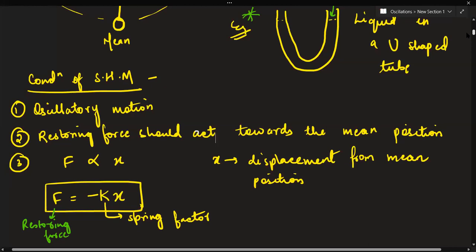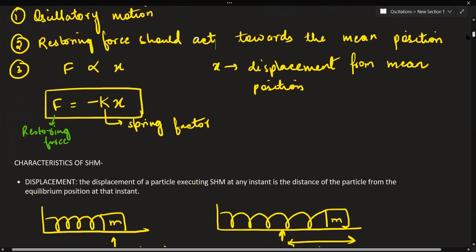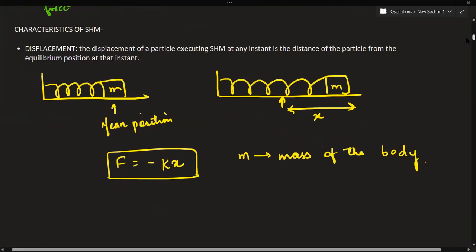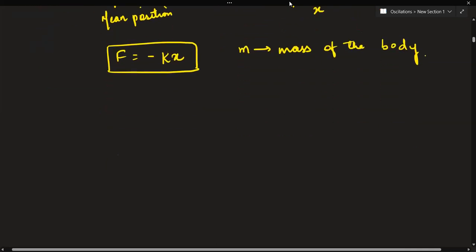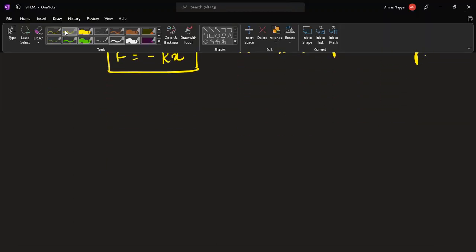All right. Now see, SHM has various characteristics. Amplitude is there, displacement is there, velocity is there. So let us understand the first one, the displacement of a particle executing SHM. Now see, this we have already studied. F is equal to minus kx. Now from here only, let us continue.